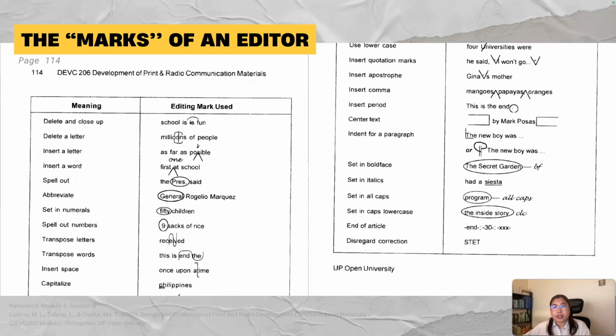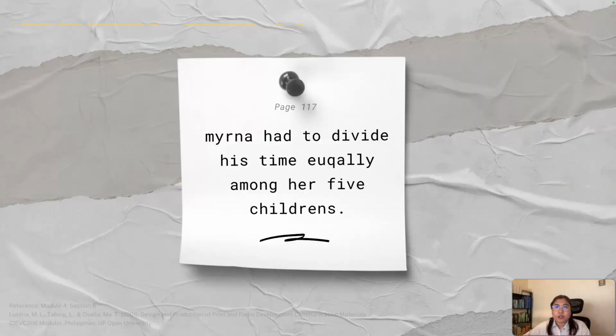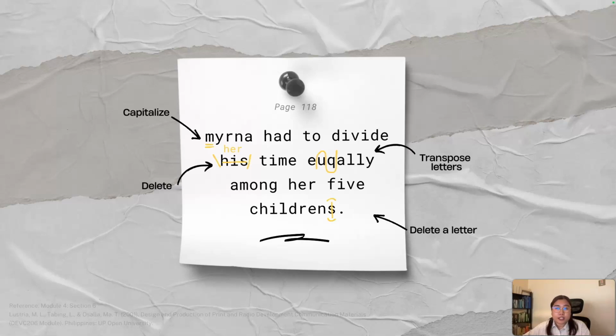Let's continue applying copy editor skills by going through one more exercise. On the next slides, we will be marking the copy referring to the topic of the marks of an editor. On this copy, there are a few errors such as spelling mistakes and typographical errors. An editor should have applied these marks to point out the errors on this copy.